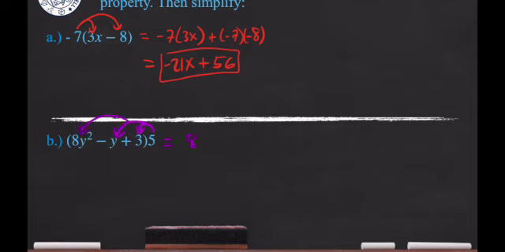So this right here would end up to be 8y squared times 5 minus y times 5 plus 3 times 5. Okay, so in other words, this is 40y squared minus 5y plus 15. That is the answer to that expression using the distributive property. We're just taking that 5, multiplying it to everything that is inside. 5 times 3, 15. 5 times y is 5y. 5 times 8 is 40.